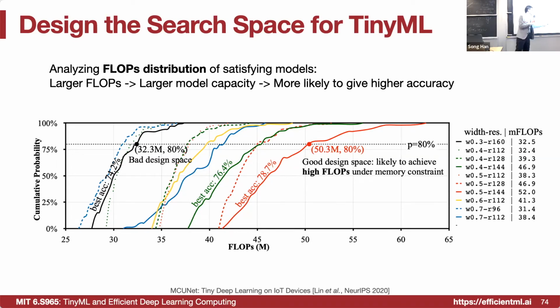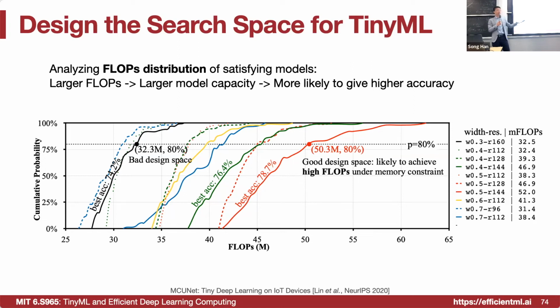So the better the model, the better the design, the higher the number of flops that we can fit given the same memory constraints, the better the design space. For example, this red curve, with more than 80% of the probability, the amount of flops is more than 50 million, versus for this black design space, the number of flops we can accommodate using the same probability is only about 33. So we use this heuristic.